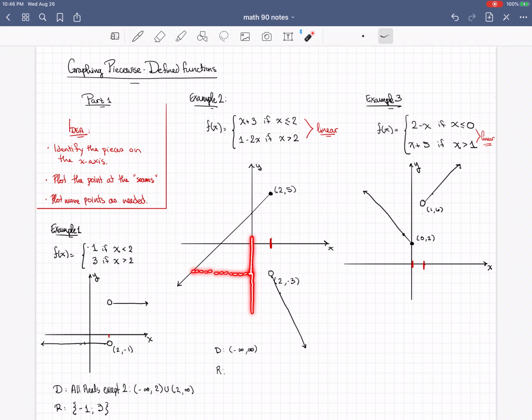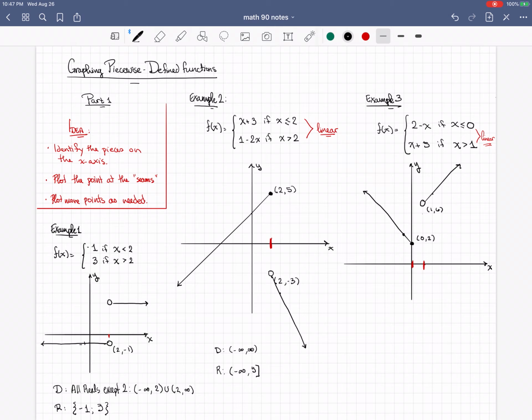Moving along, moving along. Everything is fine. Oh, this is the end. So everything was fine up until we got here, but then there's nothing doing after 5. So the range is all real numbers up to and including the 5, because there actually is a point on this graph whose y-coordinate is 5. So the range is all real numbers up to and including 5.